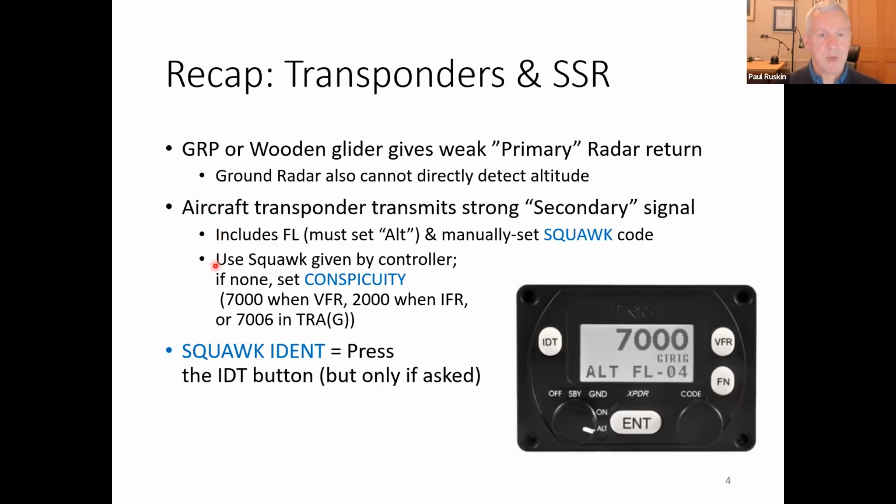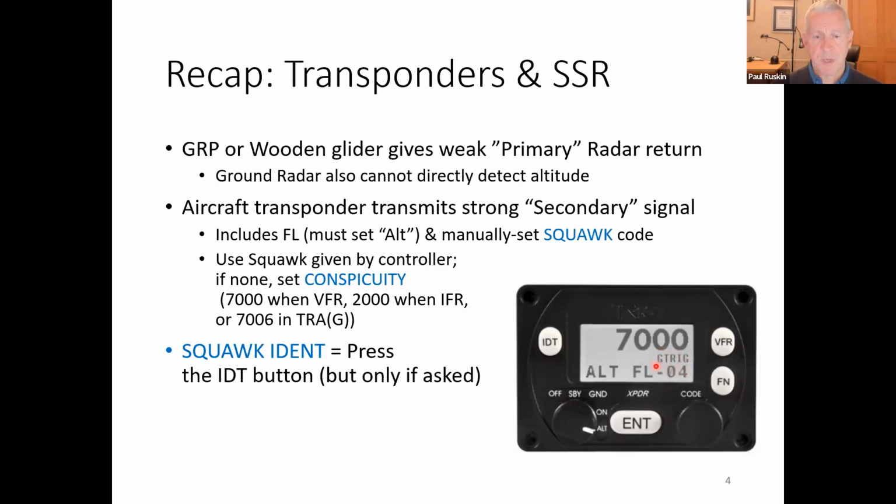What they do is they transmit a strong secondary signal, which includes the flight level, providing we have set the transponder to alt, and a manually set squawk code. So there it is. We've set up 7,000 on this transponder. And you should use whatever squawk the controller gives you. But if they don't give you one, you can use a conspicuity code, and 7,000 is one of the conspicuity codes. And then the other thing we've got on here is that we've put the call sign of the aircraft, and in this case, that's Golf Tango Romeo India Golf.